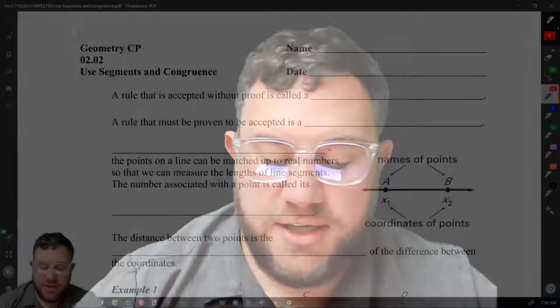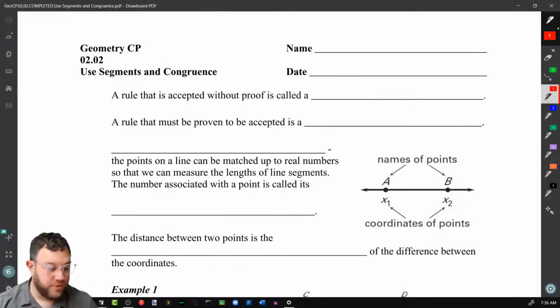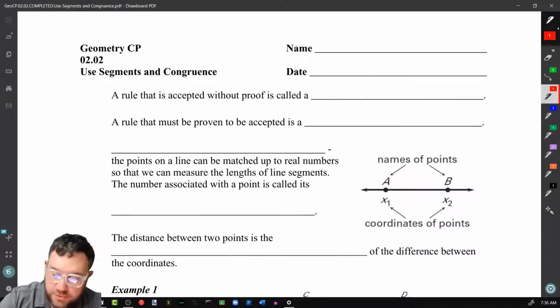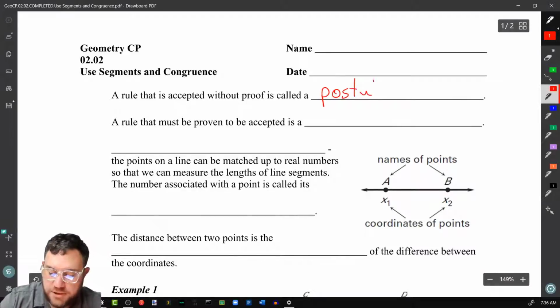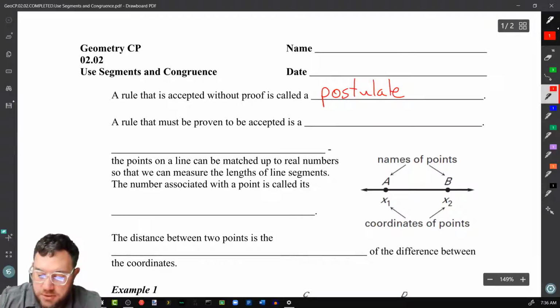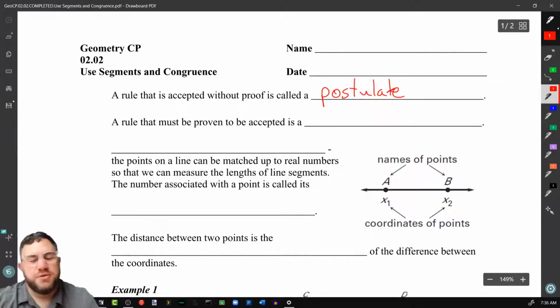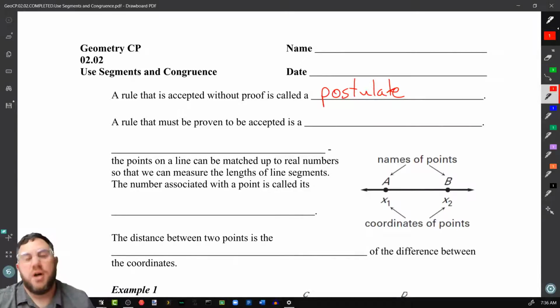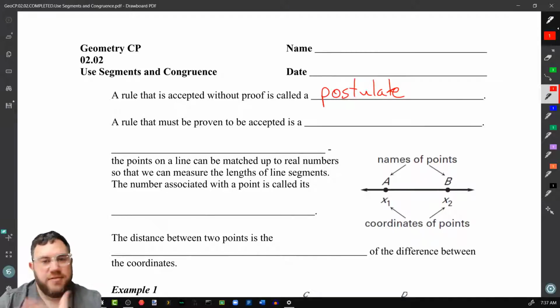But before we can get into that, there's a couple more vocabulary terms that we need. And the first one is a rule that is accepted without proof is called a postulate. You'll see this one and the next one all the time in geometry. They exist in algebra and in calculus and all your other branches of mathematics, and even in other sciences. But geometry is really where you see a lot of them.